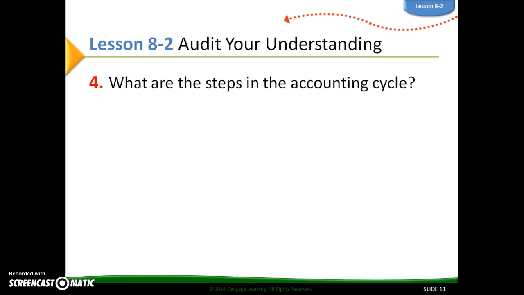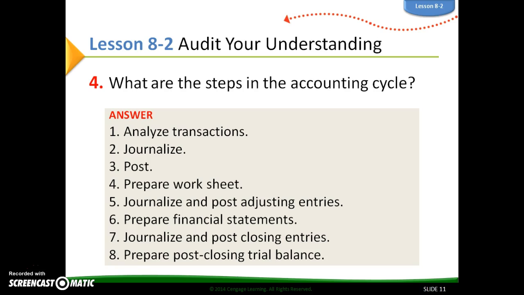Finally, the steps in the accounting cycle. The first thing, remember, is to analyze transactions. Then we're going to journalize. We're going to post to the general ledger, prepare a worksheet, journalize and post our adjusting entries, prepare our financial statements, journalize and post the closing entries at the end of the time period. And then after we post those closing entries, we're just going to prepare a post-closing trial balance. So you should see all 8 steps right there, and that would be the accounting cycle, and you would want to remember that we would do all of these steps for every accounting cycle.